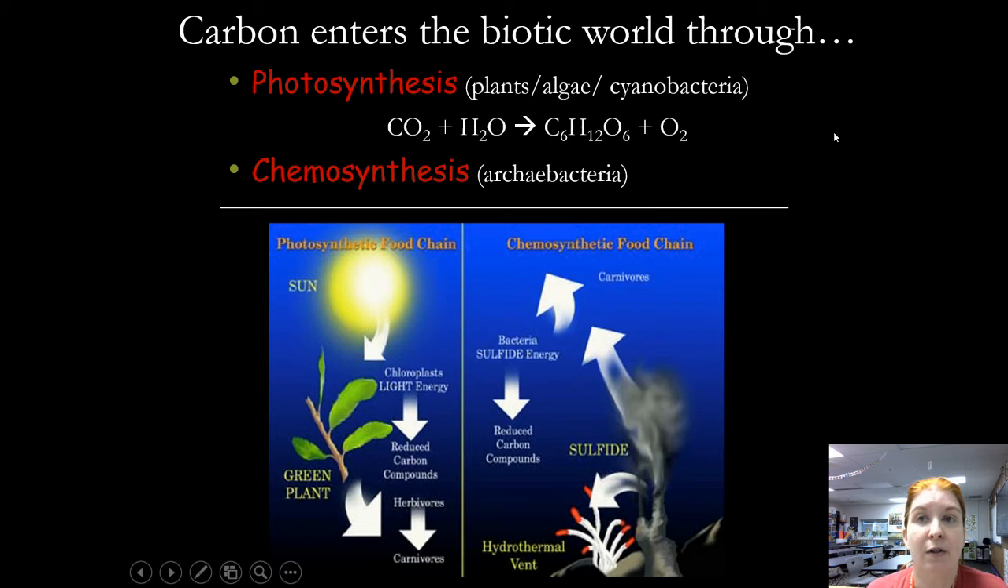Carbon enters the biotic world, the living world, through two processes. We have photosynthesis. Things like plants, algae, and cyanobacteria take carbon dioxide and water and turn it into sugar and oxygen, using the energy from the sun. Then chemosynthesis, which archaebacteria do. They take various chemicals like sulfur and turn that into different things. You should know this process for the most part. Now we don't photosynthesize, but we do eat the plants that do photosynthesize. So that's how we get our carbon.